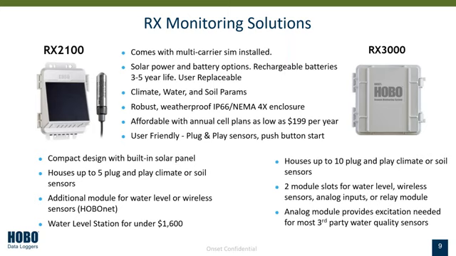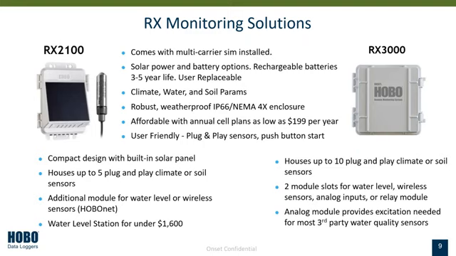So the RX 2100, what makes it a little bit unique compared to the RX 3000, is it's very compact in its design. It has a built-in solar panel, which is typically good enough. I think it's a 1.7 watt solar panel, but everything that it's measuring is very low power, low data. This station can house up to 5 plug and play climate or soil sensors or whatever parameters that we have. We also do pulse and analog inputs, but it can house up to 5 plug and play sensors, and then has an additional spot for a module. So that module can be water level, for example, or it can be our wireless sensor network.